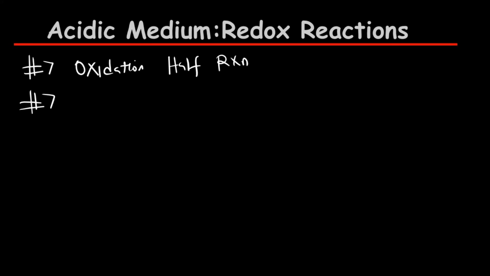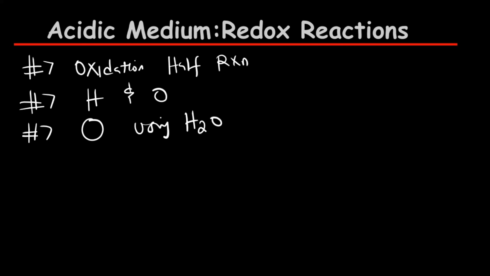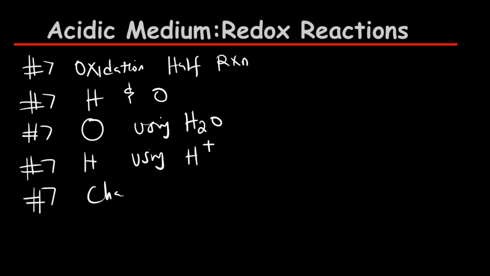And then after that, you are supposed to balance all atoms except hydrogen and oxygen. Then thirdly, you balance oxygen using water. Then you balance hydrogen using H plus, hydrogen ions. Then, since these are ions, you are supposed to balance charges now, using electrons. Then after that, you have to multiply half equations to equalize the electrons. Then you combine and cancel those species showing on both sides.